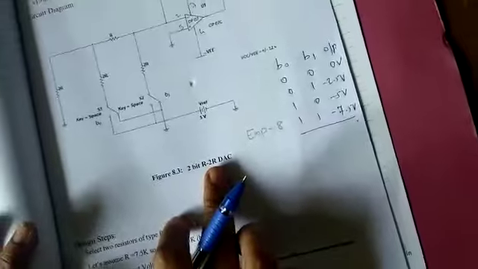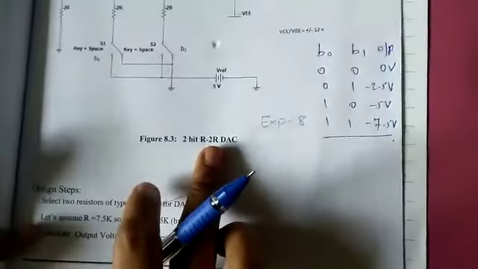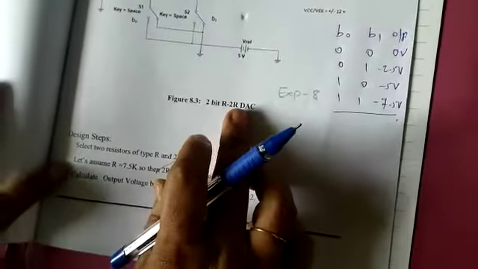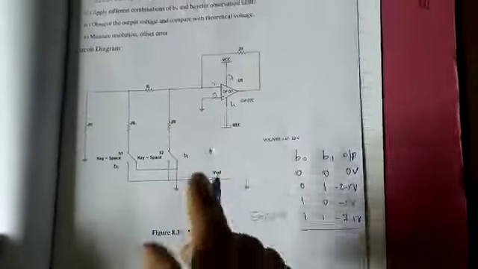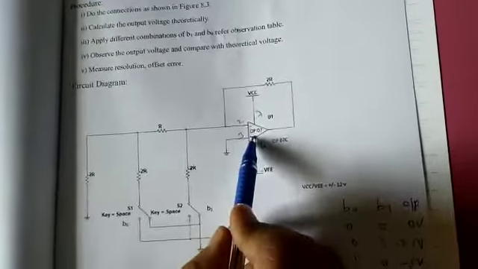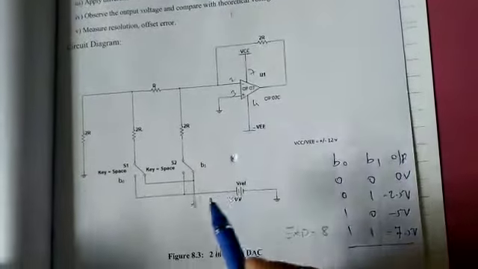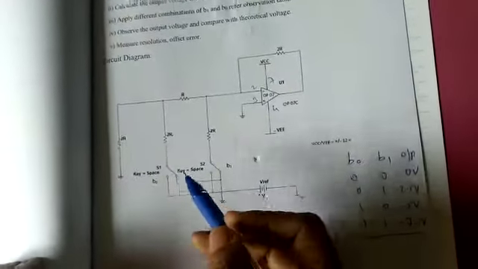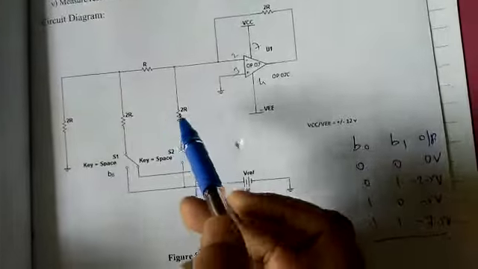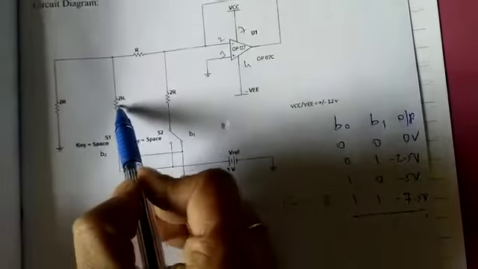Hello friends, our next practical is the R-2R D to A converter. We have the binary weighted DAC also, but for practical we are having the R-2R D to A converter. This practical is implemented using the OP07 IC, and as R-2R has the feature, we need only two types of resistor, R value and 2R value.